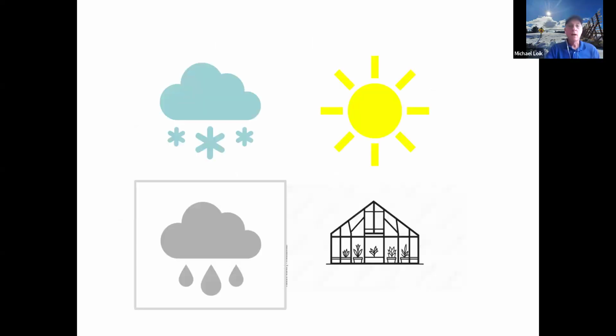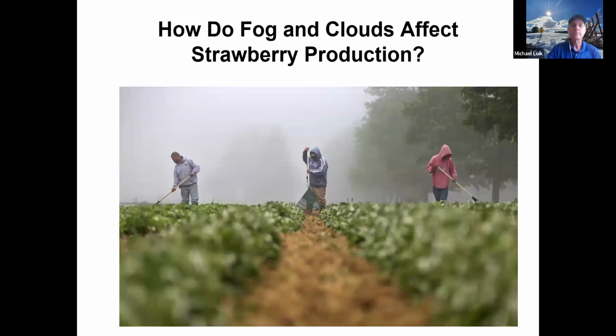Okay, so now let's shift our attention to coastal fog and clouds, right? And how do fog and clouds affect strawberry production along the coast here in California?